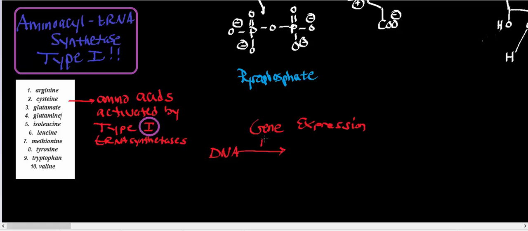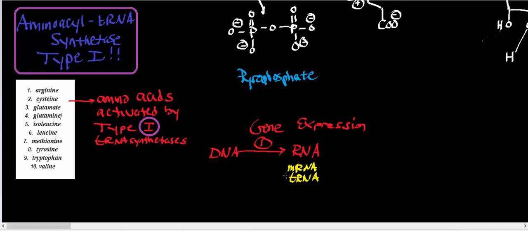And we can do a process known as transcription, in which we can take a DNA template and we can synthesize a new kind of nucleotide polymer known as RNA. And we mentioned in other videos that there's different types of RNA. For example, we have messenger RNA. We also have another type called transfer RNA.